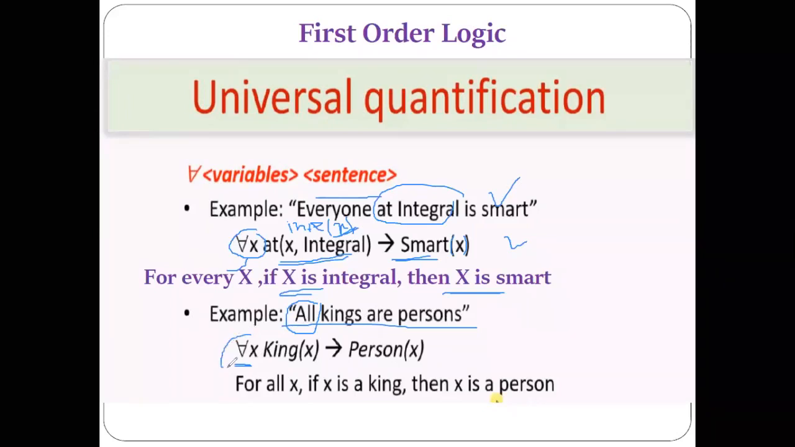All kings. So here for all kings, as king we are going to represent using the X. So for all X, if X is a king, that is written like this, king in bracket X. Got the point? Yes, sir. For all X, if X is a king, then X is a person also. Then X is a person. Got the point? Yes, sir.